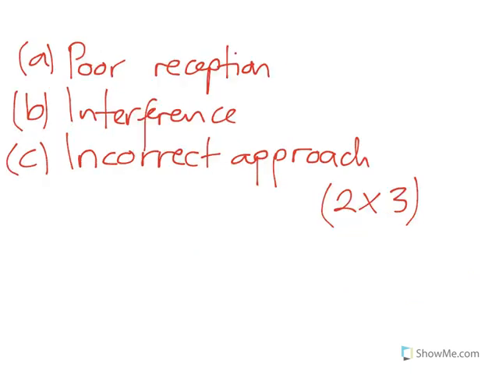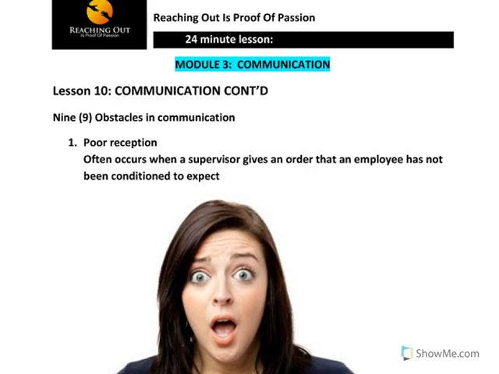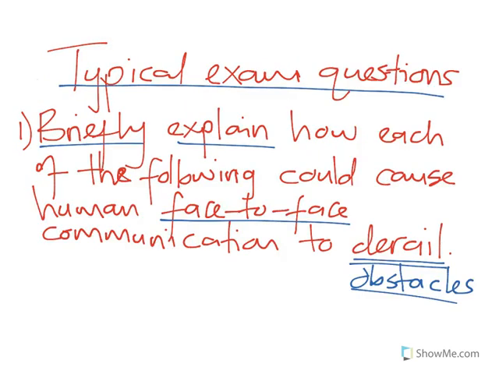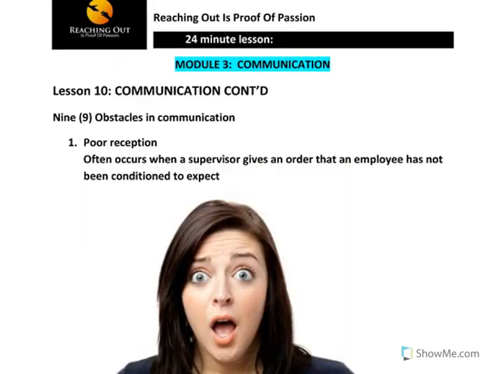Now, poor reception, we did talk about poor reception. Interference, we did talk about interference. And incorrect approach, we are going to talk about it now. So let's start with the first one. Poor reception, we said, often occurs when a supervisor gives an order that an employee has not been conditioned to expect. So that's what they mean if they say, briefly explain how each of the following could cause human face-to-face communication to derail. The answer that was expected is for you to say it often occurs when a supervisor gives an order that an employee has not been conditioned to expect.